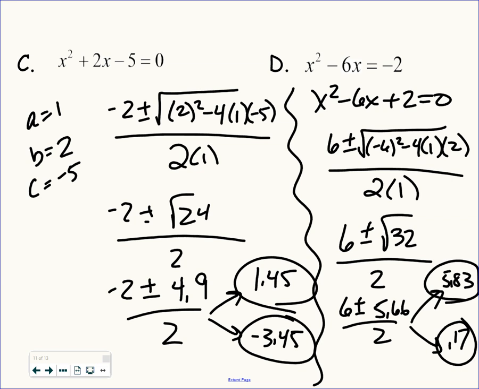So again, as I am looking at a particular question, I'm trying to decide, should I use factoring? Should I use the quadratic formula? Should I use the square root property? I can use graphing, but graphing really only works if it's factorable, if it's something that crosses the x-axis at integers. So these two questions would not be good questions for graphing.